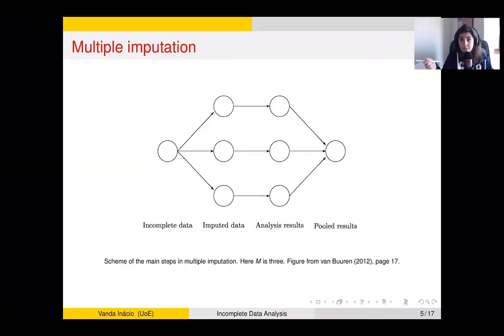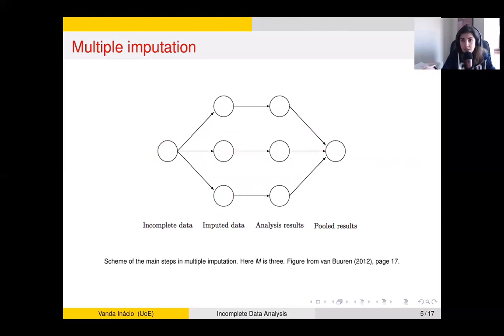And here, this is a scheme of how multiple imputation works, and we will come back to this figure in the next video when we talk about each of the steps of multiple imputation in detail. But just to give an idea, so we start with our incomplete dataset, our original dataset that has some missing values. Then we create several copies of our dataset.